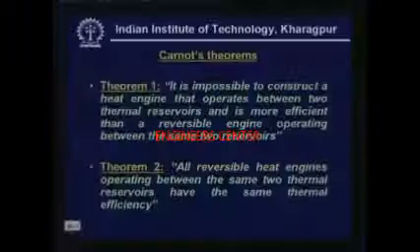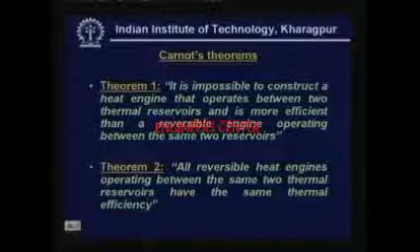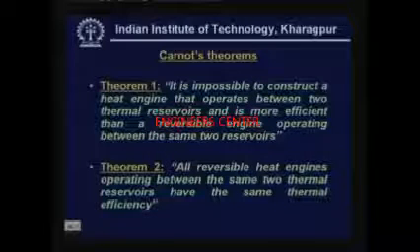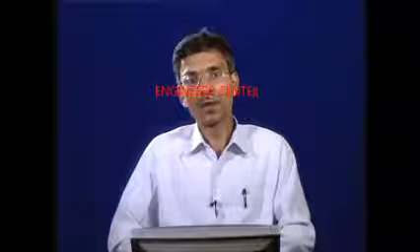Now, let us look at the second theorem of Carnot. The second theorem of Carnot says that all reversible heat engines operating between the same two thermal reservoirs have the same thermal efficiency. That means, again let us take the example of two thermal reservoirs, and let us say that n number of reversible heat engines are operating between these two reservoirs. Carnot's second theorem says that all these n reversible heat engines will have exactly the same efficiency.